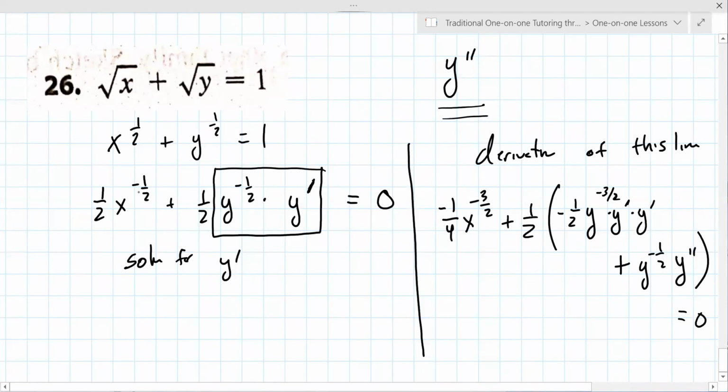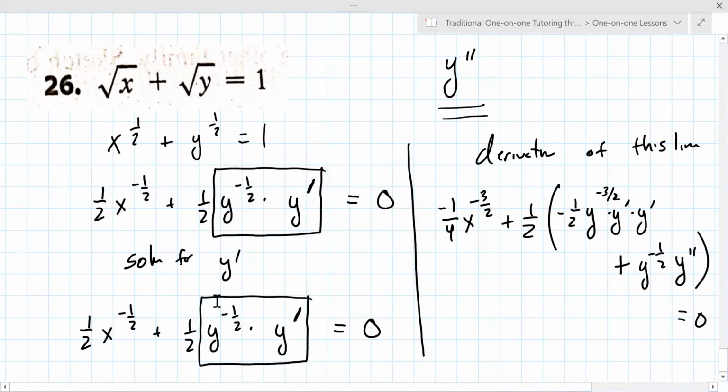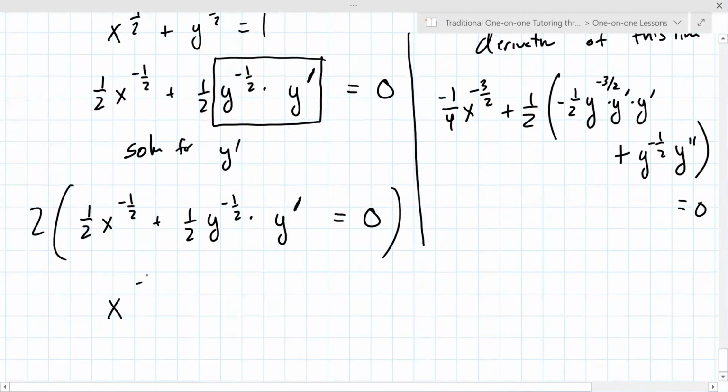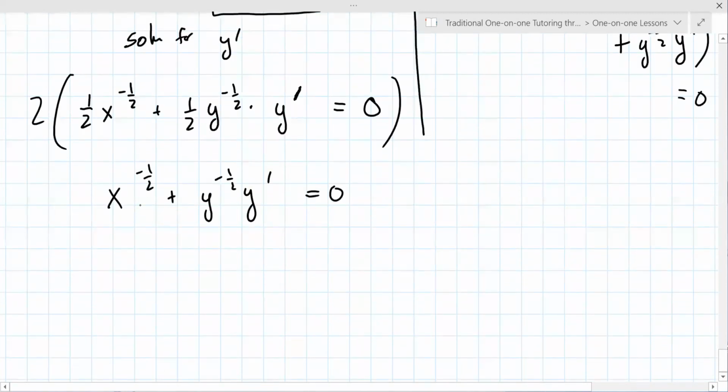So this first one, I'm going to multiply everything by 2. Let me actually do that down here in another line, because you might look at this later. You don't have to show times 2, but it's x to the -1/2 plus y to the -1/2, y prime equals 0. So I move this over and I divide. So you get y prime equals -x to the -1/2 over y to the -1/2.